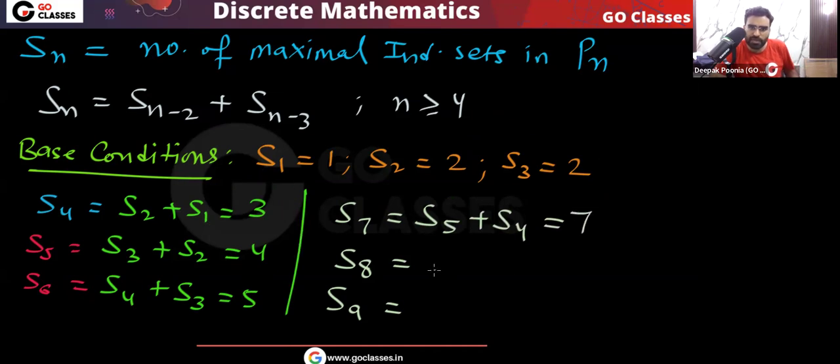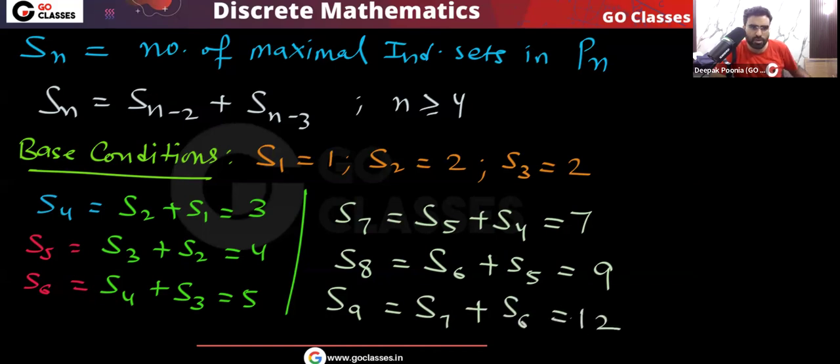Then what will be S8? That will be S6 plus S5. S6 plus S5, that is 9. And what will be S9? That will be S7 plus S6. S7 plus S6, that will be 12. Okay, so I hope you understood. The answer will be 12.